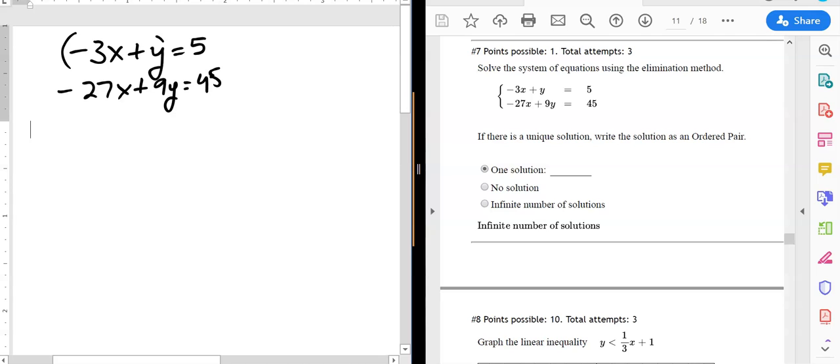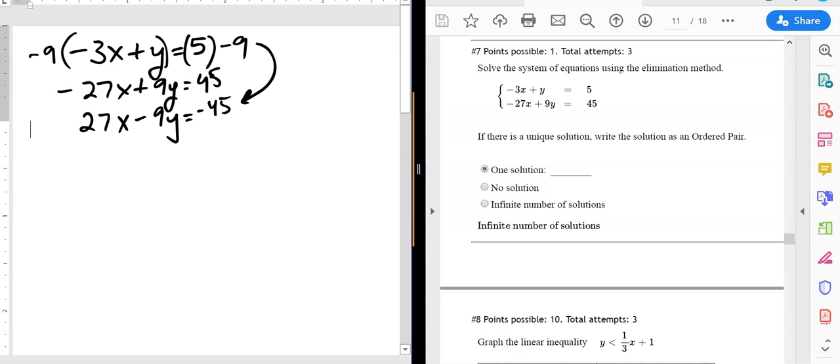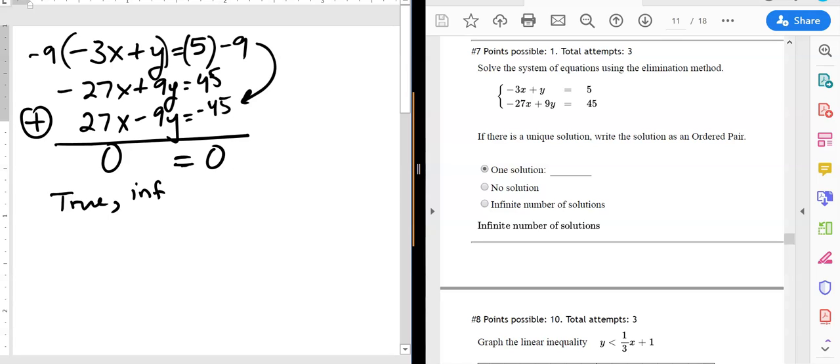But if I multiplied my first equation times negative 9 on both sides, then it would become 27x minus 9y is equal to negative 45, right? And if I were to take these two equations and I were to add them, then I would get 0 is equal to 0. My variables would both be eliminated. When both your variables are eliminated, if you have a true statement, which 0 is equal to 0 is true, then you know that you have an infinite number of solutions.